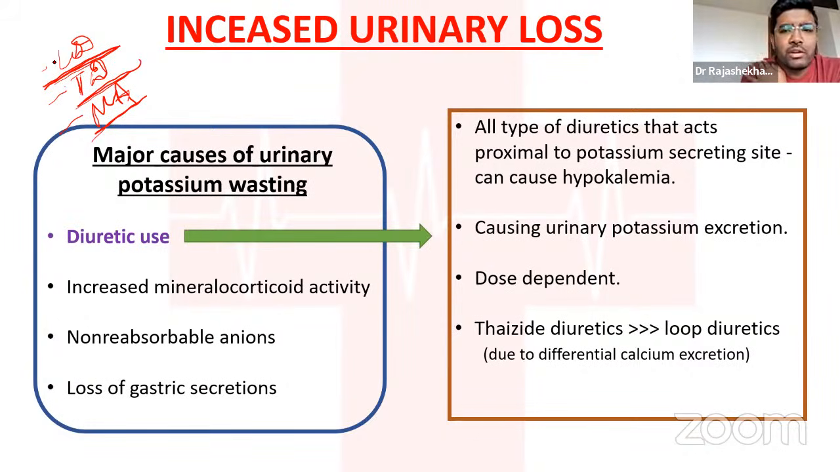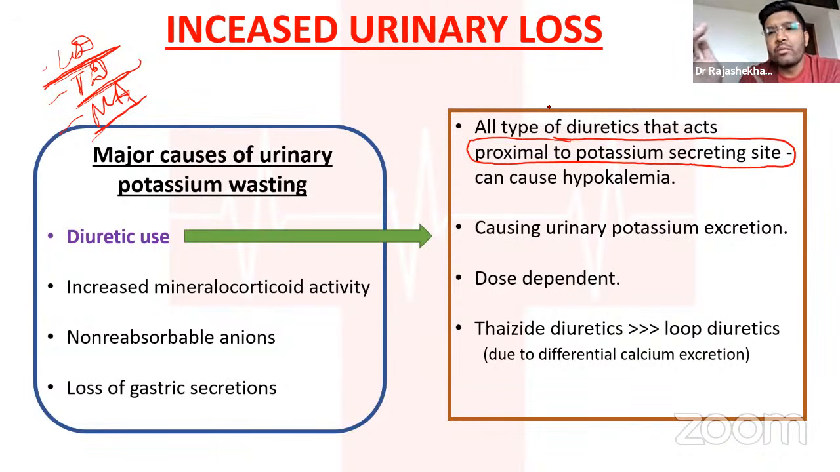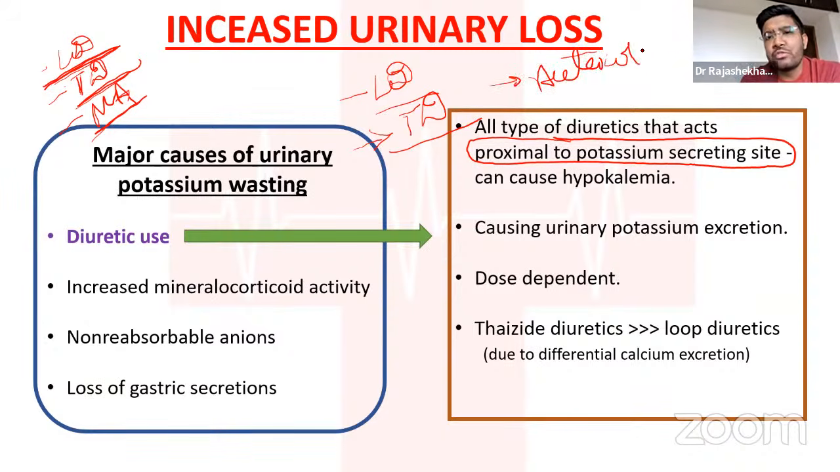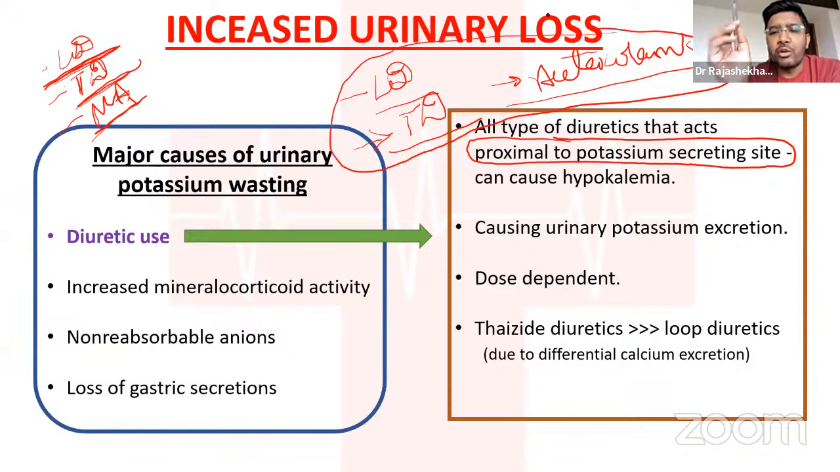So any diuretic which is going to act proximal to the potassium secreting site, that is the distal tubule or the second part of distal tubule, any diuretic which is acting proximal to this site. So what are the diuretics which act proximal to this site? The loop diuretics, yes, they act in the loop of Henle, and the thiazide diuretics, yes, they act in the first part of the distal convoluted tubule, and acetazolamide, which is also not a typically used diuretic but can be considered as a diuretic which is acting on the proximal tubule. So all these diuretics are going to cause the hypokalemia.